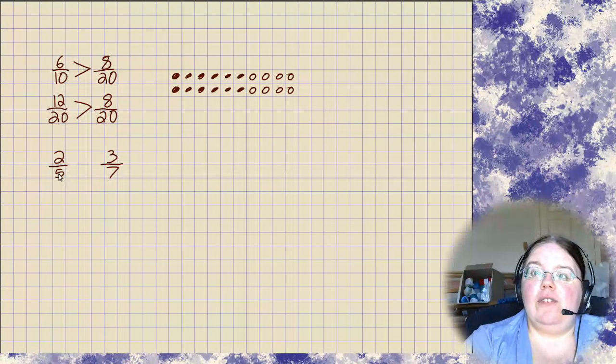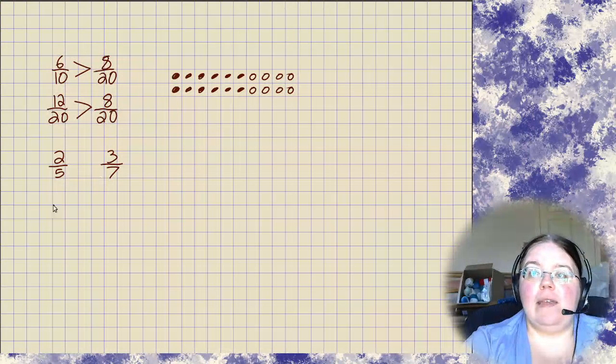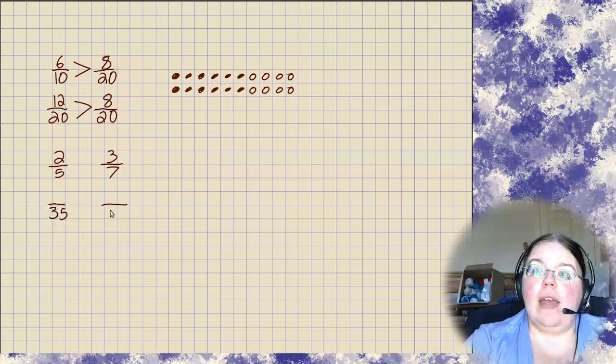Now I'm looking at 2/5 and 3/7. This one is a little bit trickier to find a common denominator for because neither of the denominators is a multiple of the other. So one way we can deal with that is to multiply the two denominators together. And sometimes there are also other ways. Any common denominator will work though.